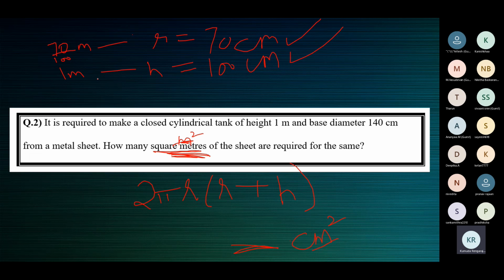If you take the radius and height in meters, you will get the area directly in meter square. If you take the radius and height in centimeters, you will get the area in centimeters square, and that you have to convert to meters square. 70 centimeter is 70 by 100 meter. You can say, take 0.7 meters, or you can use 70 by 100 as it is, or if you cancel, 7 by 10 meters, 0.7, all the same.